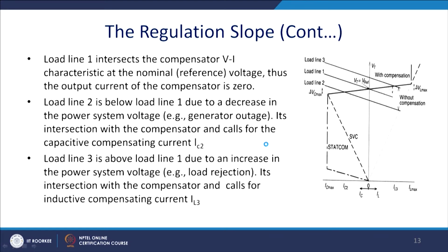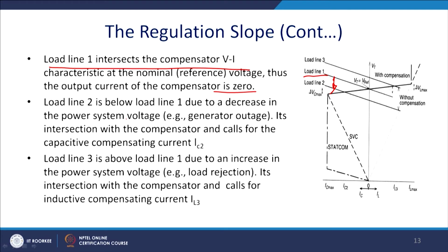Let us see this curve and that will explain the case. Let us consider that load line 1 intersects the V-I curve. So, this is load line 1, and this is the characteristic at the nominal reference voltage, and thus the output current of the compensator is 0. And this is actually load line 2. Load line 2 is below load line 1 due to a decrease in the power system voltage, that means a generator outage or something like that, or SVC.